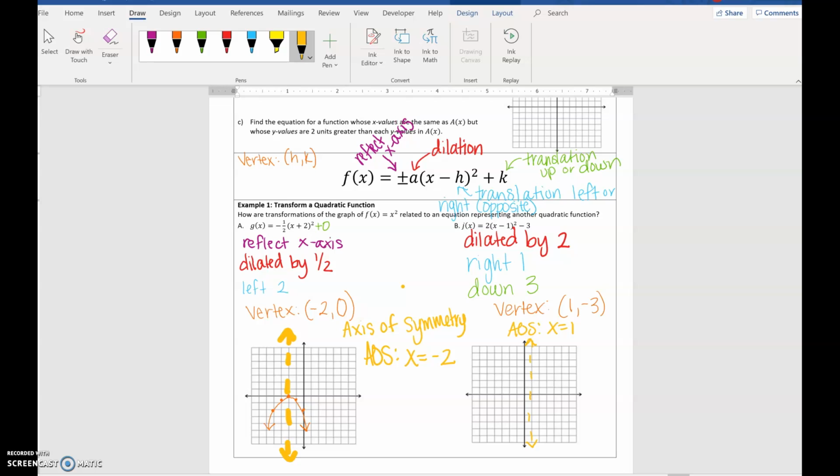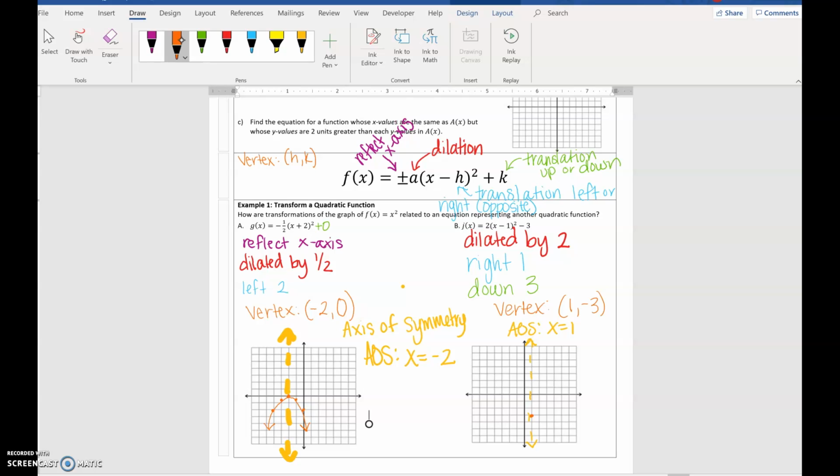Okay, so again, we have a dilation of 2. We're moving right 1 and down 3. And then our vertex is the opposite of the h value here, because again, we had a negative in the general form. Right here, there's a negative here. And so that is an actual +1 for our h value. And then our k is -3. So our vertex is (1, -3).